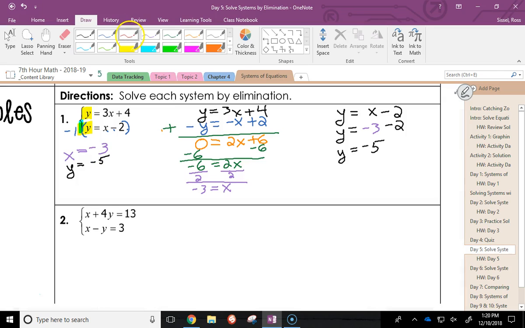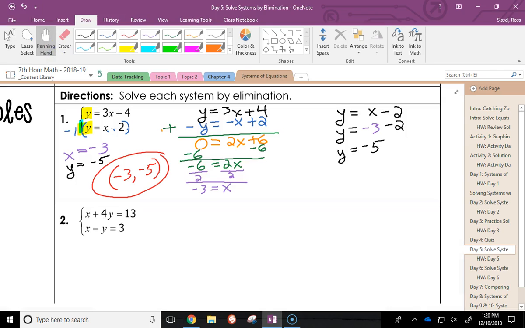My answer in coordinate form is negative 3, negative 5. If I would have graphed this, my two lines would have crossed at negative 3, negative 5. If I would have used substitution, you would have found your answer to be negative 3, negative 5. That does not change. This is just one way to find your answer. Okay?